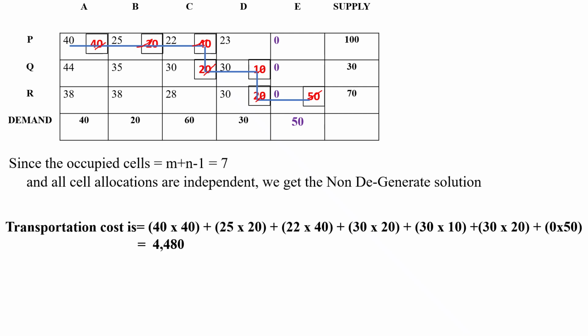And the transportation cost will become 40 into 40 plus 25 into 20 plus 22 into 40 plus 30 into 20 plus 30 into 10 plus 30 into 20 plus 0 into 50. So the total transportation cost is 4,480 rupees. So this is the solution, and thank you.